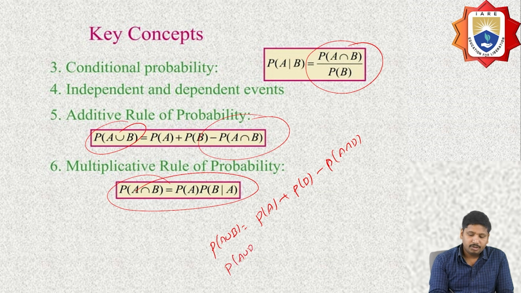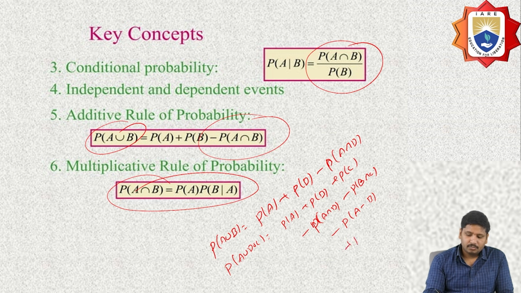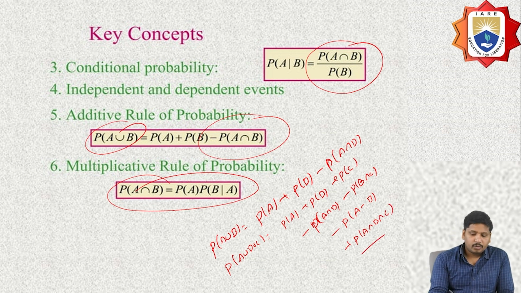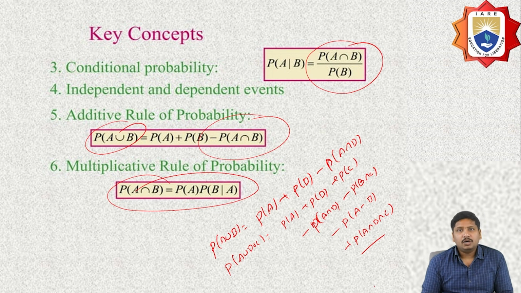The probability of A union B union C equals probability of A plus probability of B plus probability of C, minus probability of A intersection B, minus probability of B intersection C, minus probability of A intersection C, plus probability of A intersection B intersection C. And the multiplicative rule of probability is that the probability of A intersection B is equal to probability of A times probability of B given A.